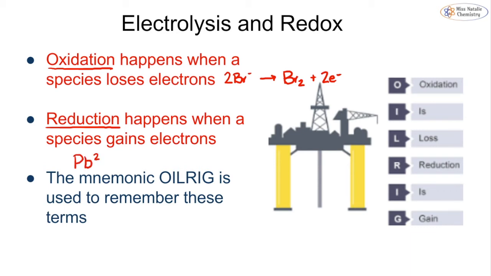Reduction is the opposite. Reduction is now when a species gains electrons. So if we have our lead 2 plus ions gaining those 2 electrons to form the lead atoms, this is reduction. And you can use the mnemonic OIL RIG to help you remember these terms. And you will see this a lot in lots of different textbooks and different revision materials. They all use the term OIL RIG, and it stands for oxidation is loss of electrons, reduction is gain.